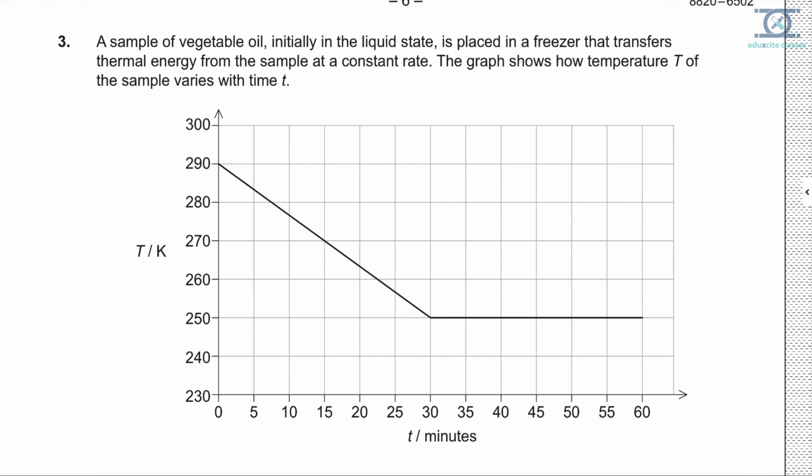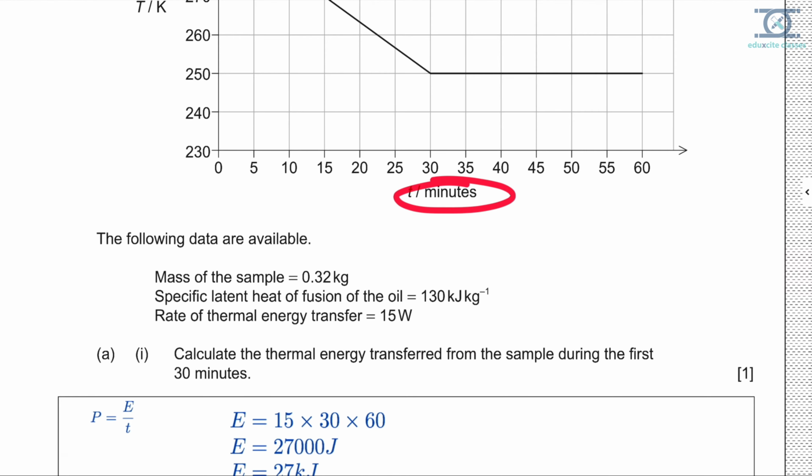Now the question number 3. A sample of vegetable oil initially in the liquid state is placed in a freezer that transfers thermal energy from the sample at a constant rate. The graph of how temperature varies with the time is given to us. Now the first question, these are the data given: mass of the sample, latent heat of fusion of the oil, and rate of thermal energy, that is the power, is given to us, 15 watt.